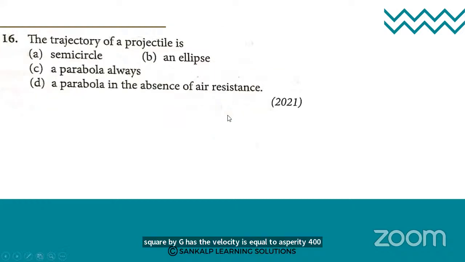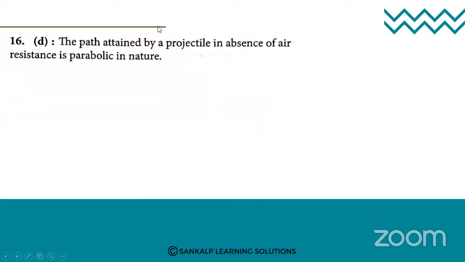Very good. Yes, please answer this. The trajectory of a projectile is. So it is D, in absence of the air. This is a parabola. The path attained by the projectile in absence of air resistance is parabolic in nature.